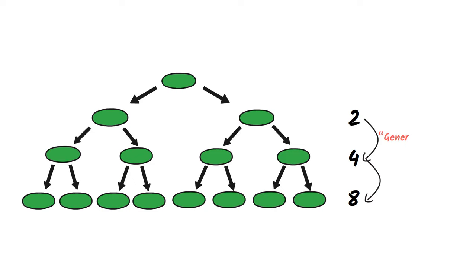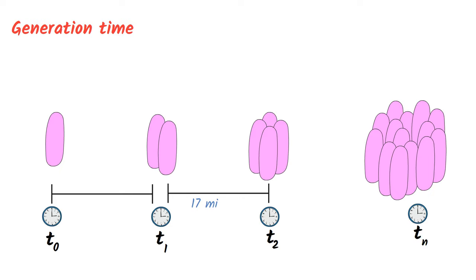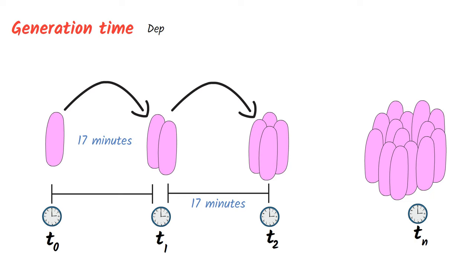For example, the generation time of E. coli is 17 minutes, which means for every 17 minutes, a single cell of E. coli divides into two cells. Generation time depends on the surrounding environmental conditions and differs from species to species.